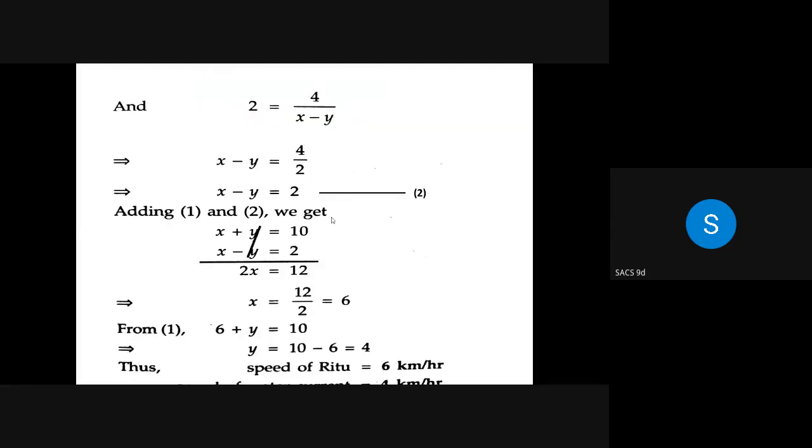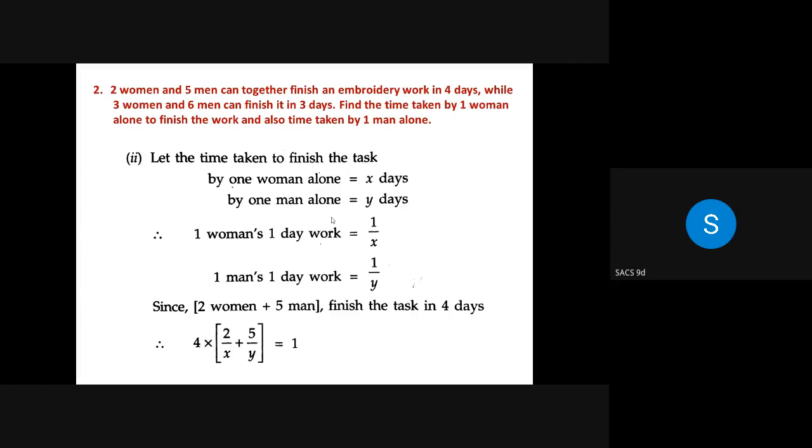So yeah, speed of Ritu is 6 kilometer per hour and speed of the water current is 4 kilometer per hour after solving. Another very important question, the second one: two women and five men can together finish an embroidery work in 4 days, while three women and six men can finish it in 3 days. Find the time taken by one woman alone to finish the work and also the time taken by one man alone. So here we will take time taken by one woman alone, let it be x days.